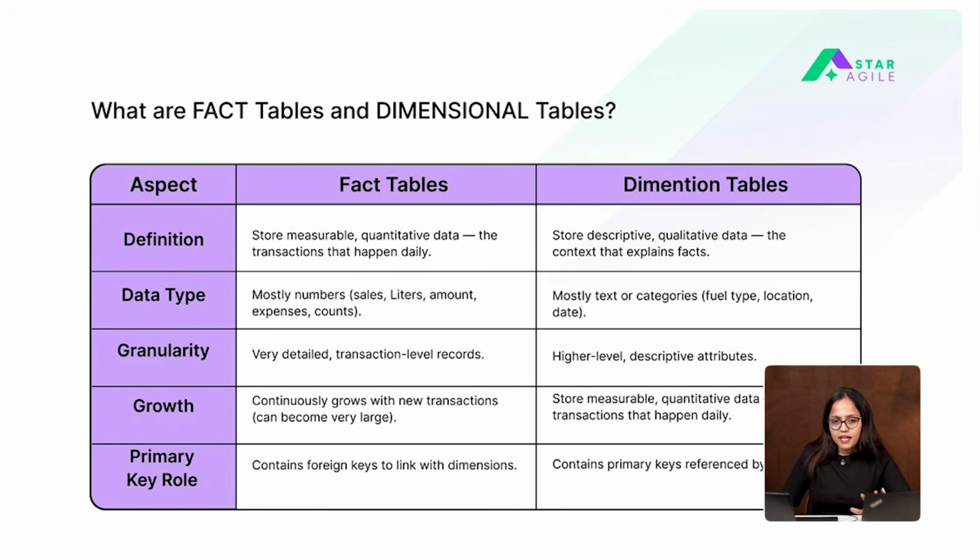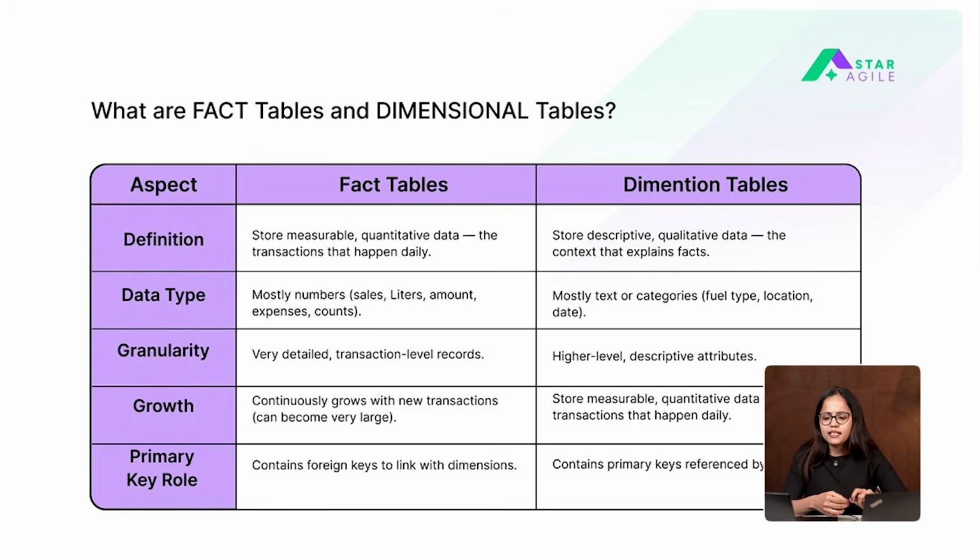So, to summarize the differences between the fact table and the dimensional table, if you look at the PPT, the fact table stores measurable quantitative values, whereas the dimensional table stores descriptive and qualitative values. Fact tables are mostly numbers like your sales, liter, expenses, cost, and so on. Whereas your dimensional tables are text and categorical information.